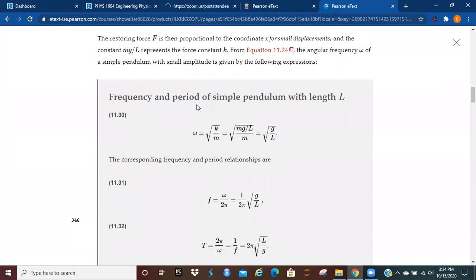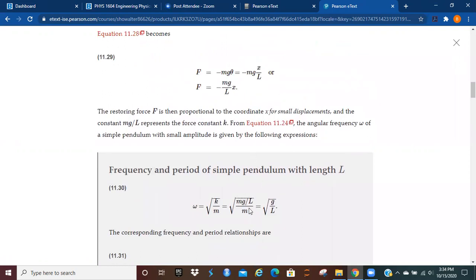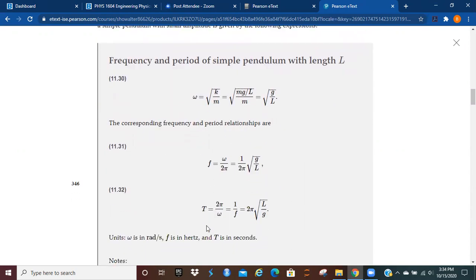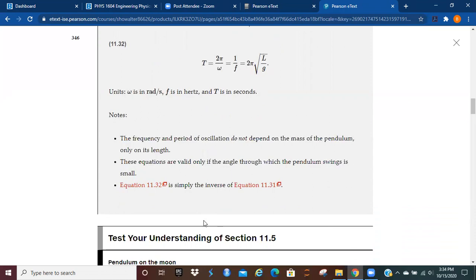So therefore, for the frequency and the period of this situation, the angular frequency is the square root of k over m, where k, which we now know is mg divided by L, the m's cancel, and that's the square root of g over L. The frequency is going to be the angular frequency divided by 2 pi, so 1 over 2 pi times the square root of g over L. The period is therefore 2 pi times the square root of L over g.